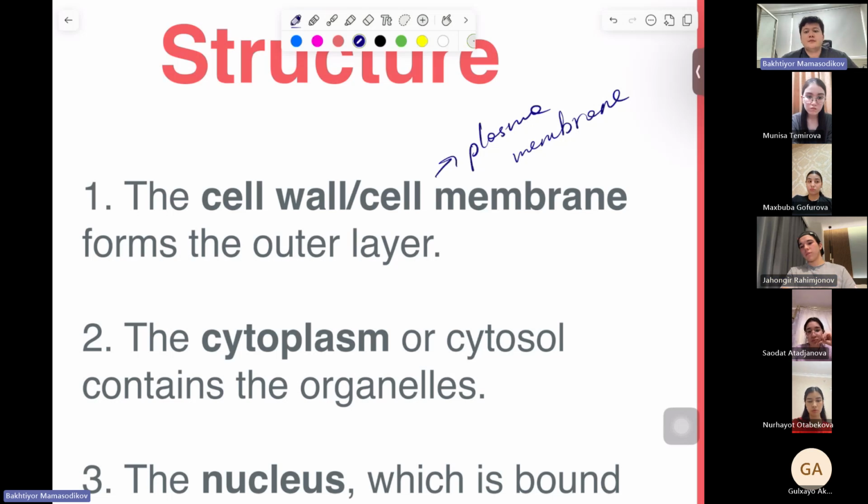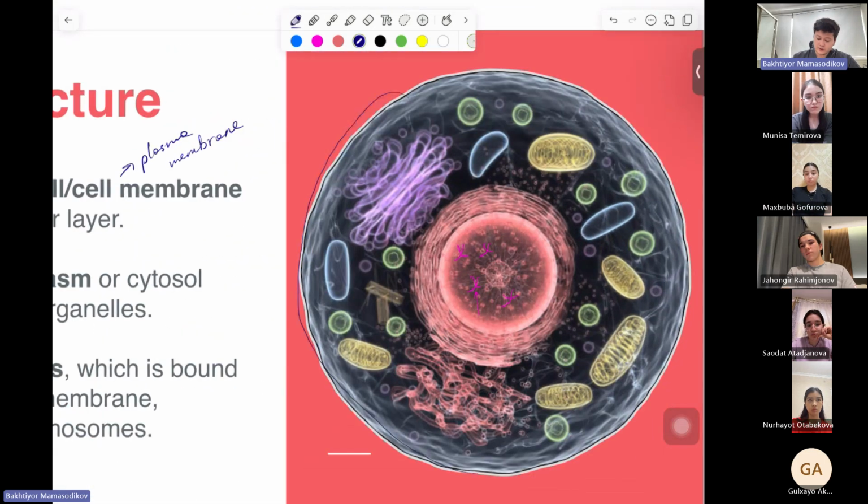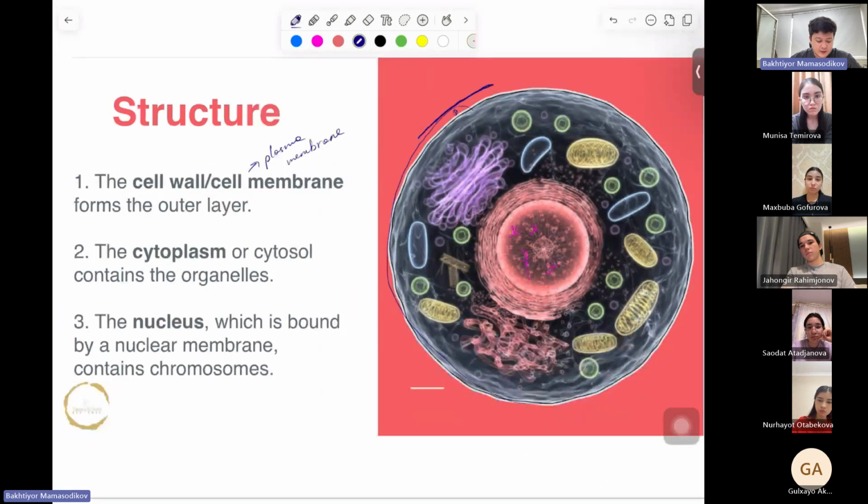Okay. So after that, the cell wall. The cell wall is the most outermost layer. It's outer compared to the cell membrane in some organisms, not all of them, okay? The cell membrane, we will learn a little bit later more.